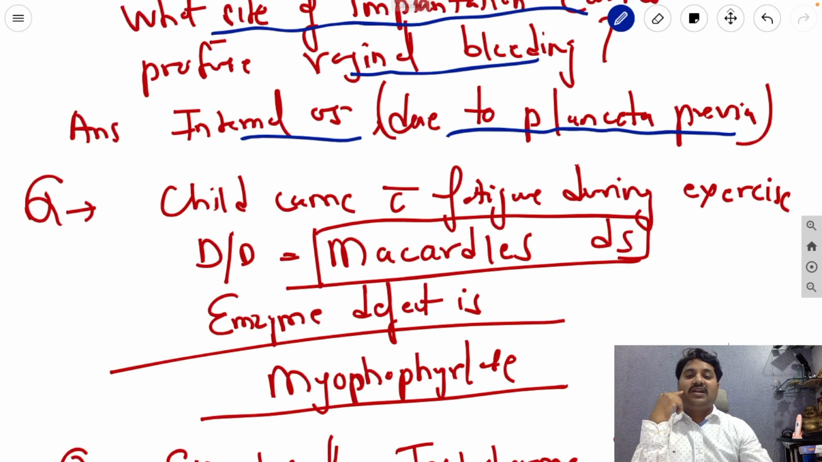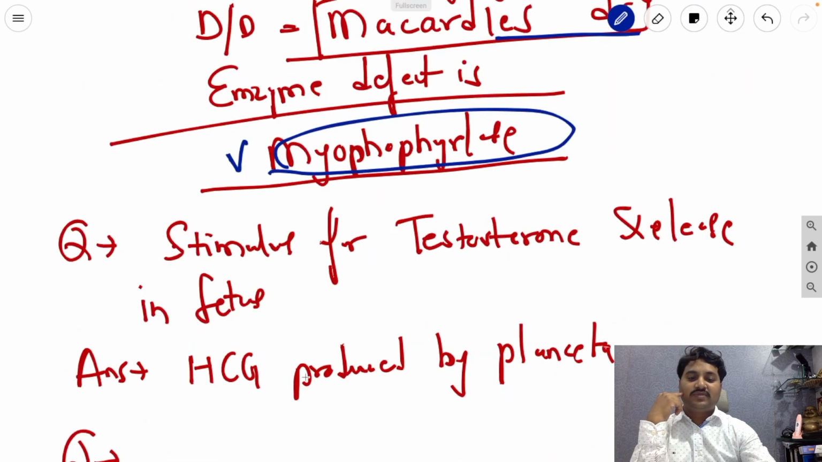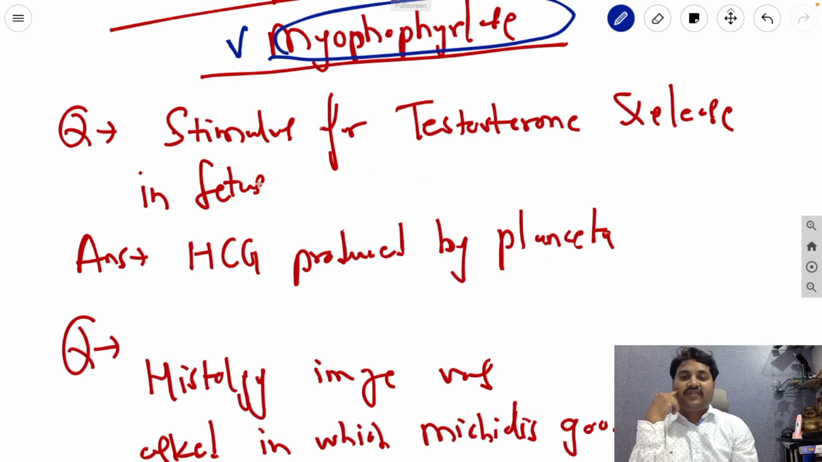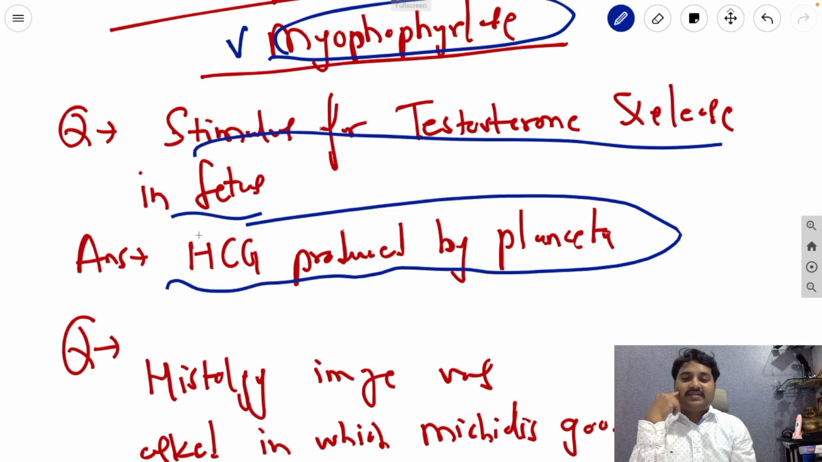Now question is, the child came with fatigue during the exercise. Differential diagnosis is McArdle's disease. The enzyme defect asked is myophosphorylase. Now the stimulus for the testosterone release in the fetus is hCG produced by the placenta.